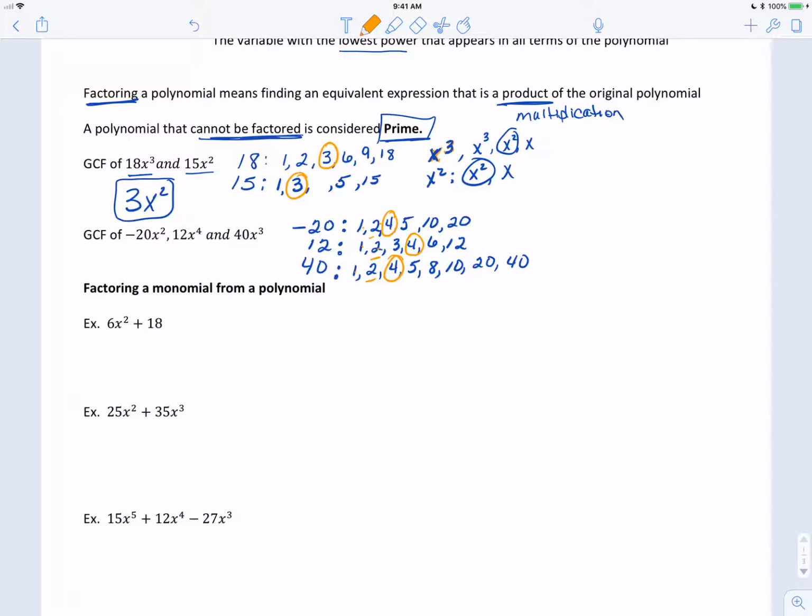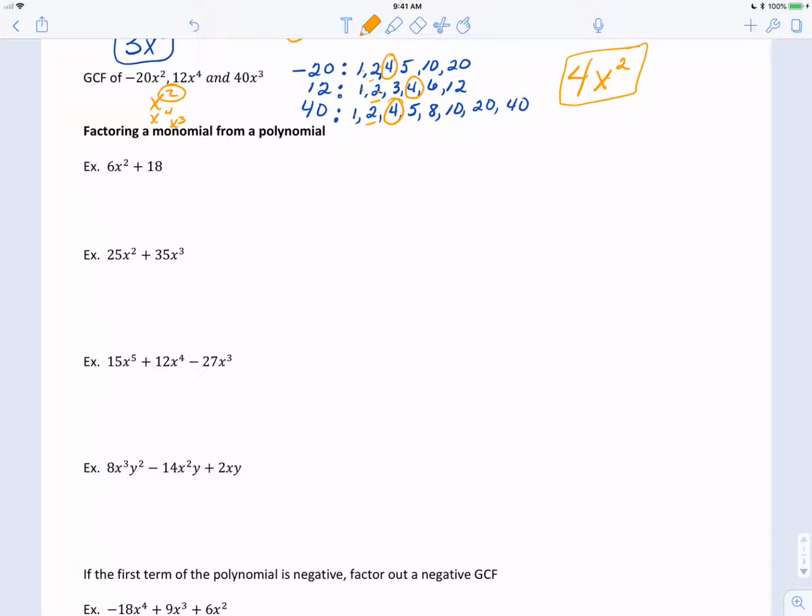So we want to use 4 as our GCF, and then we're going to look at our x squared, our x to the 4th, and our x cubed. And we just remember that it's always the lowest exponent. So x squared would be the GCF of those 3 terms.